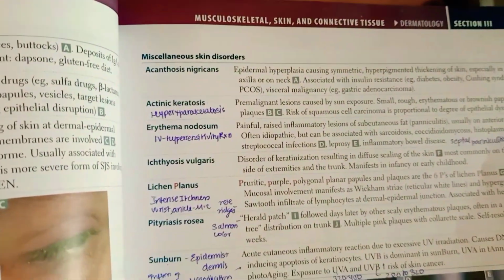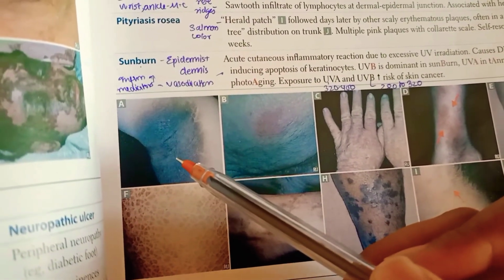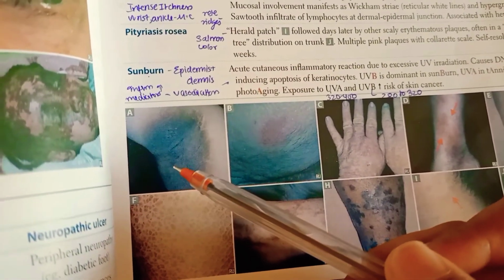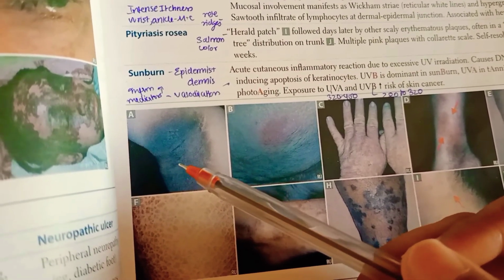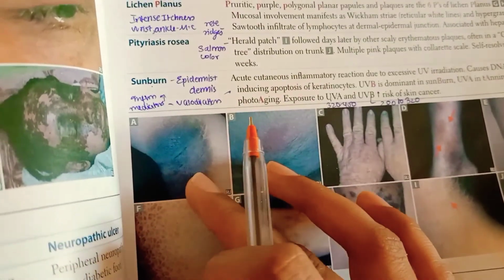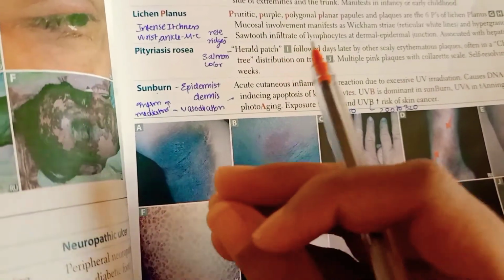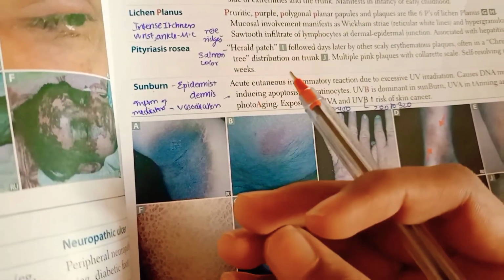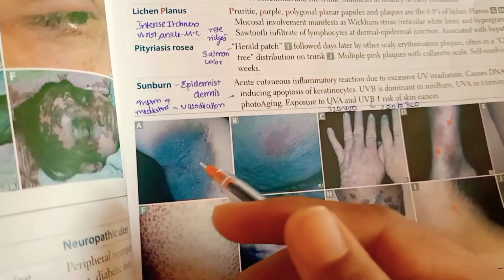Next, some miscellaneous skin disorders. Acanthosis nigricans, where you can see blackening around the neck, armpit or groin area. It is because of insulin resistance, diabetes, obesity, Cushing syndrome, PCOS, and also visceral malignancy like gastric adenocarcinoma. It is because of epidermal hyperplasia, with hyperkeratosis. It is hyperpigmented thick skin.